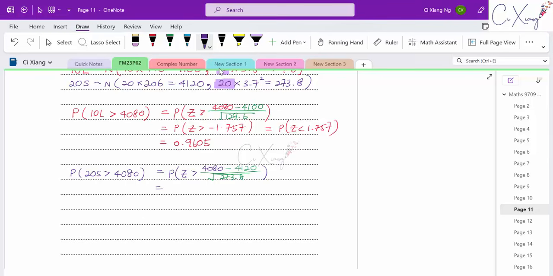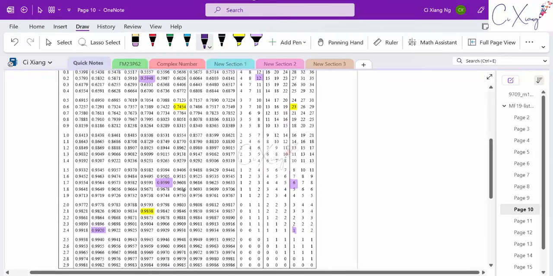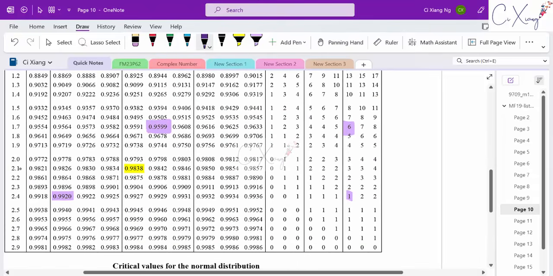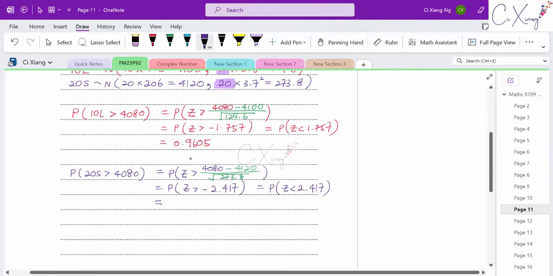Okay. Find the value of z again, correct to 3 decimal places. I'm having z greater than negative 2.417, which also has the same area as z smaller than 2.417. Then try to find out the value from the table. So I think I'll show the result here also. 2.41 is 9920, 7 will be 1, so you have 9921. Okay, so for this probability, I'm having 0.9921.